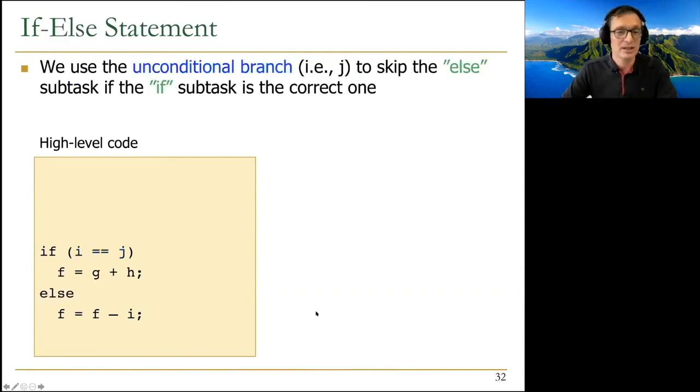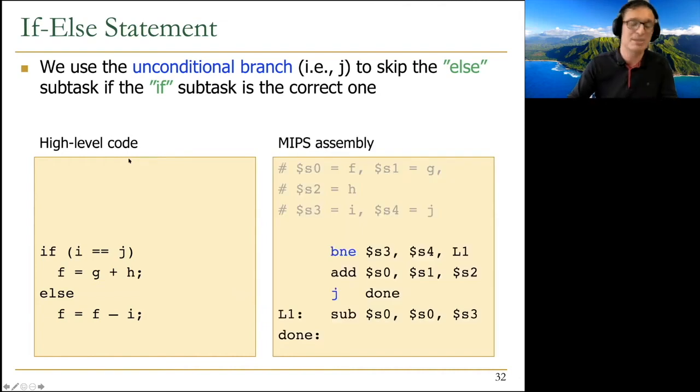Okay. So if this statement was a little bit different, you had an if and else statement. Now you need to do something a little bit more, right? Basically, we use an unconditional branch to skip the else subtask if the if subtask is the correct one. So what does this mean? Basically, it means this.